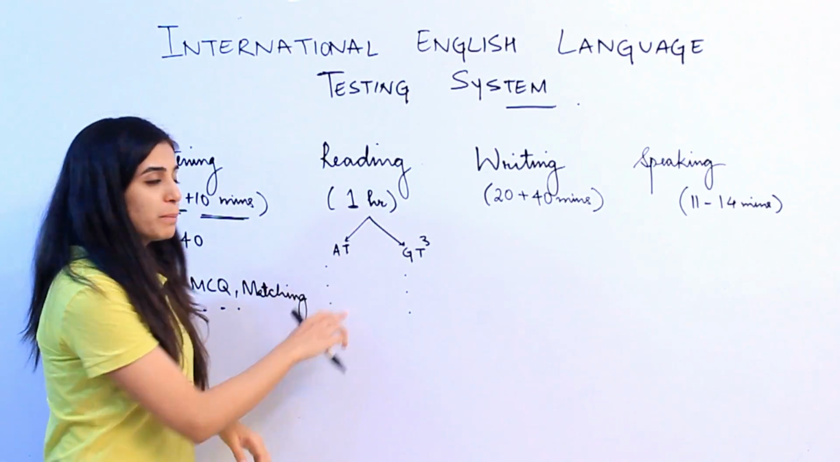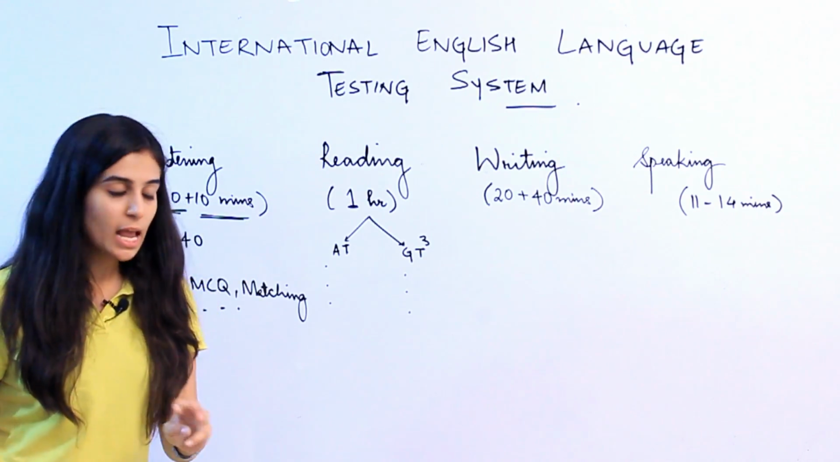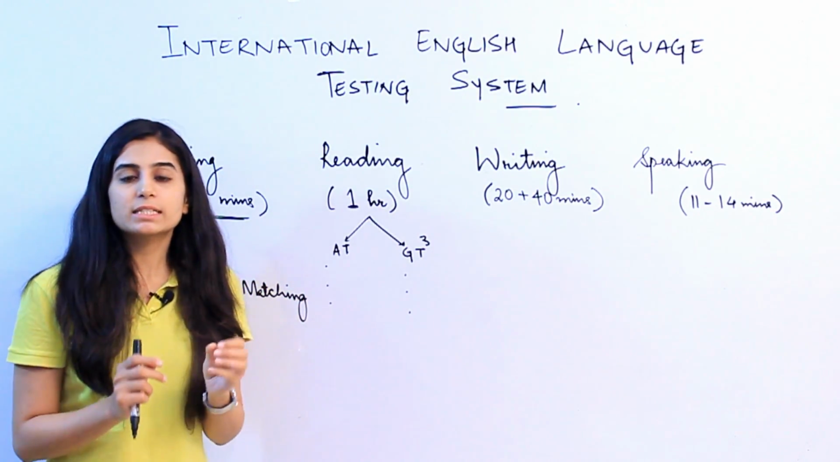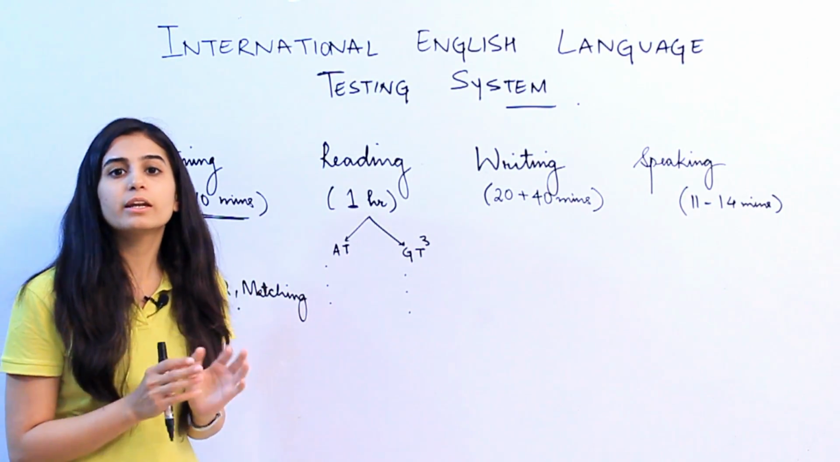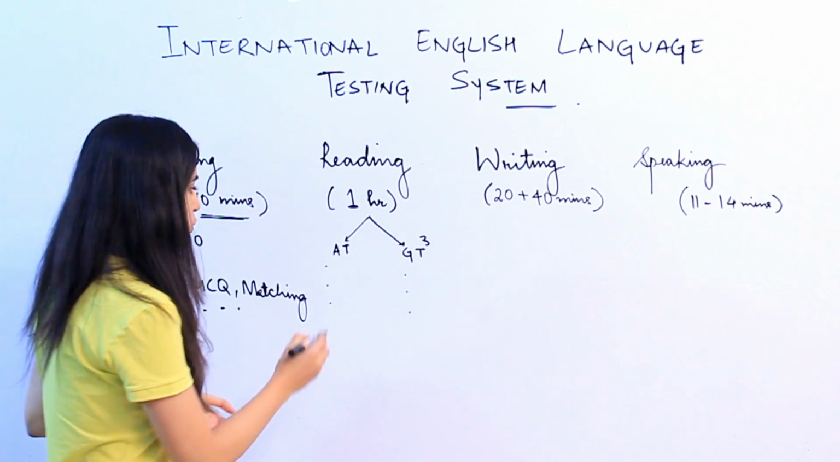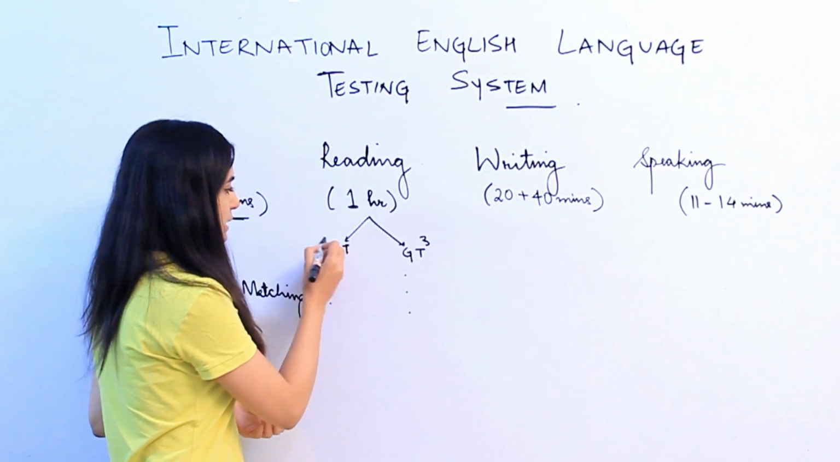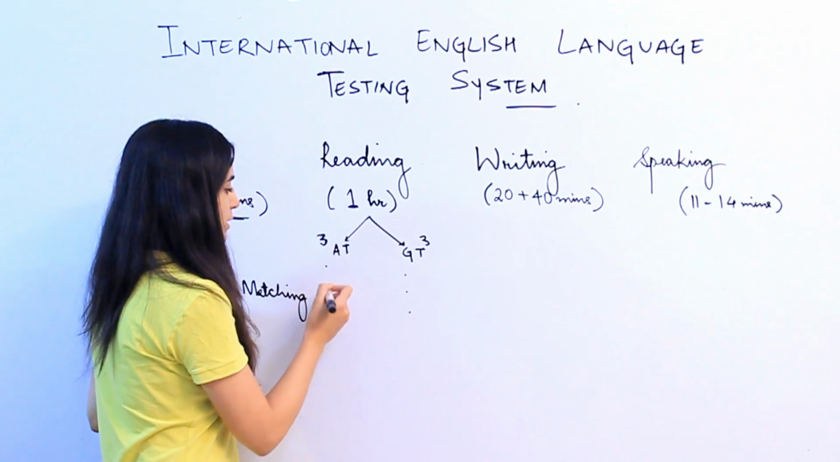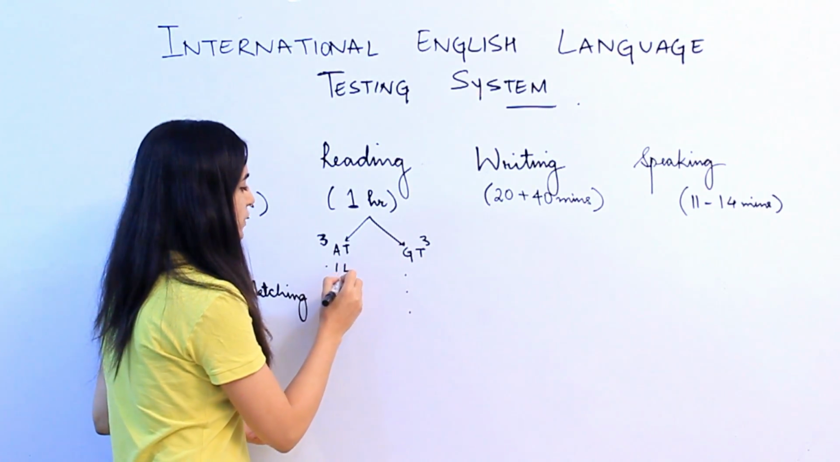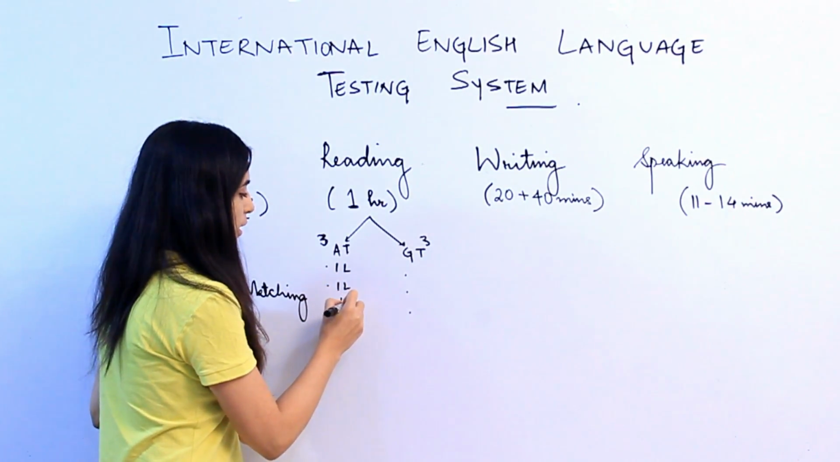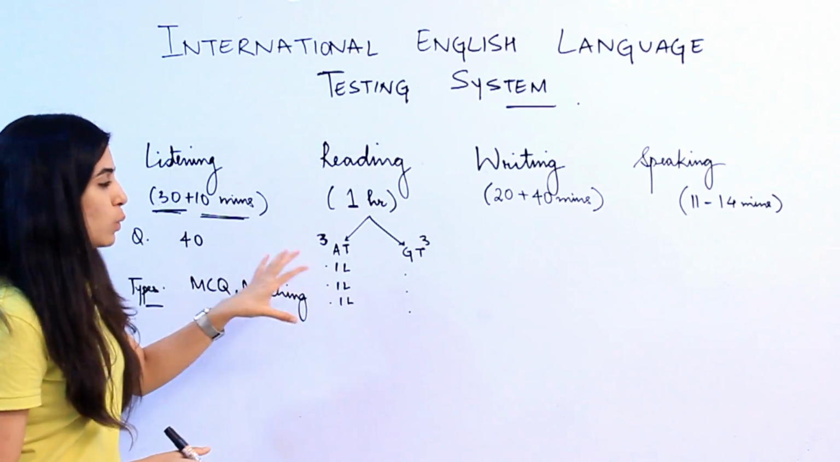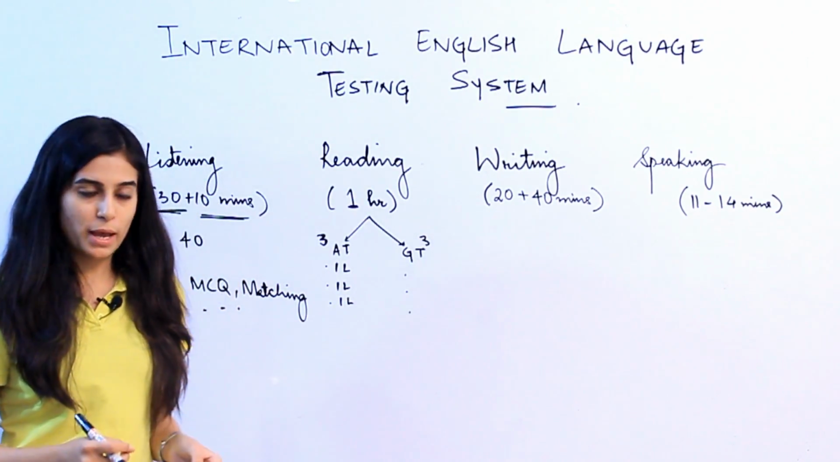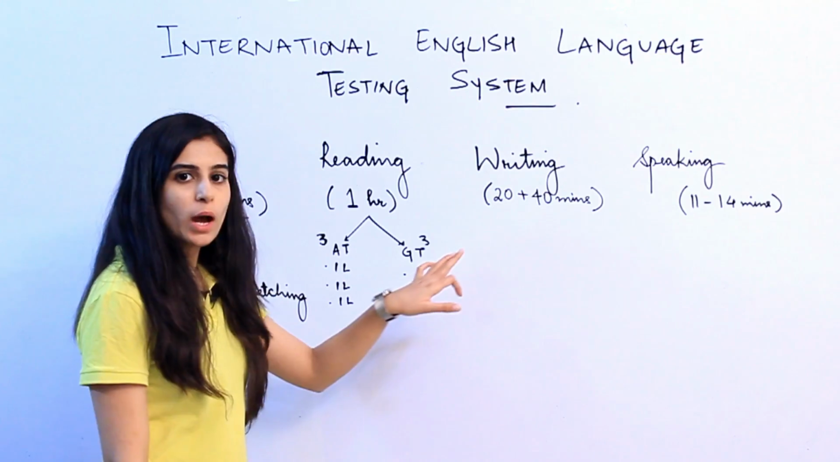In case of academic, you have 3 long texts, and the content of the text is a little technical, a little academic in nature. So you have 3 long texts. Basically there are 3 sections, and each one of them has 1 long passage, and you have to answer questions after reading those passages. In GT, again, you have 3 sections.